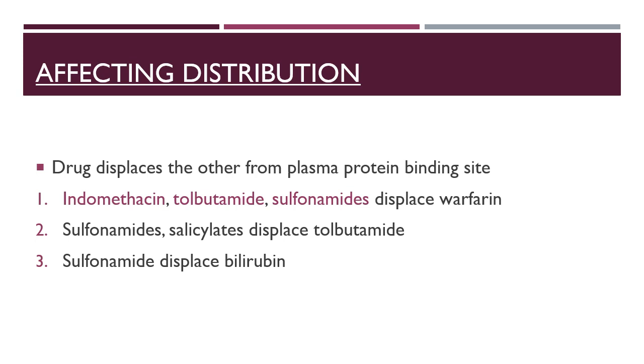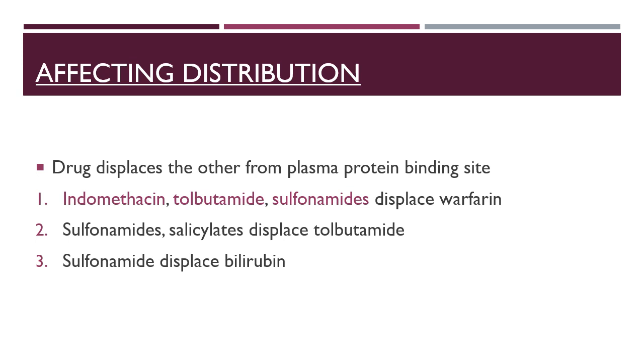Then, at the level of distribution, one drug may displace another drug from plasma protein binding. Well-known examples are given here. These drugs have more affinity: indomethacin, a painkiller and anti-inflammatory drug, tolbutamide, an oral hypoglycemic, and sulfonamides, antimicrobial drugs. What do they do? They displace warfarin from the plasma protein site. So the level of warfarin will increase and there may be hemorrhage or bleeding.